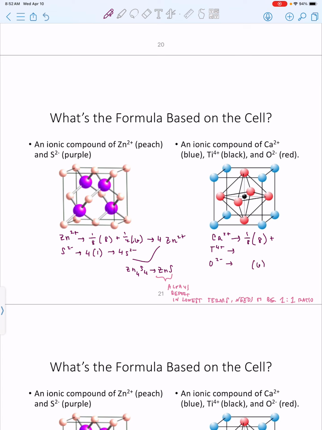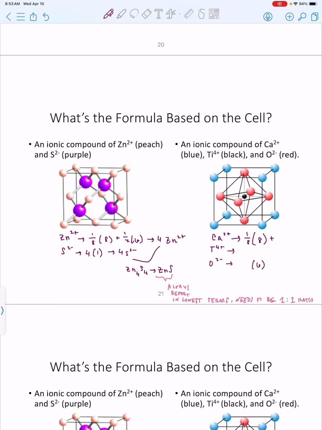All right, calcium ions are blue. How many calciums do I have? What volume of calcium do I have inside that unit cell? Well, they sit on the corners, right? 8 corners, how much does each of them count? 1/8. So how much calcium do I have per cell? 1. Just 1.